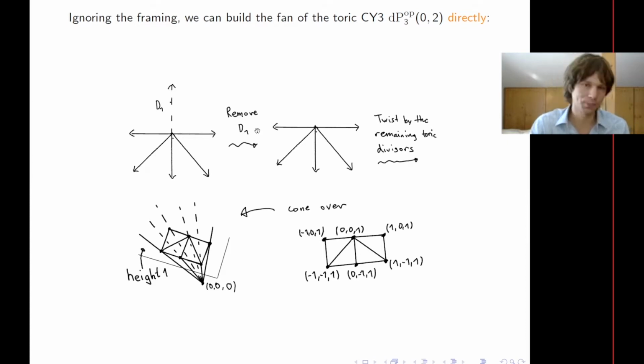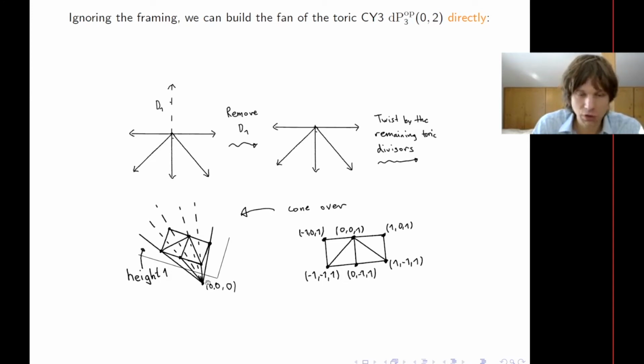We removed D1, where we get this fan here, which now gives us a non-compact surface. And now we want to twist by the remaining toric divisors. So what this means is we take each of these rays and we lift it to height 1. So this one was (-1, 0). We lift it to height 1, so it will be generated by (-1, 0, 1). This one was (-1, -1). We lift it to height 1, so it'll be generated by (-1, -1, 1), etc.